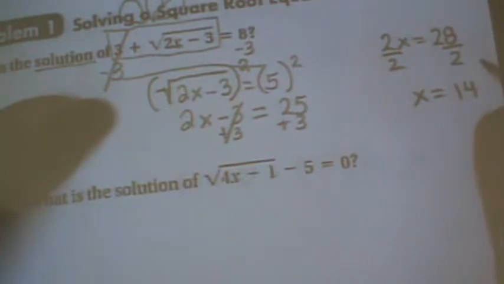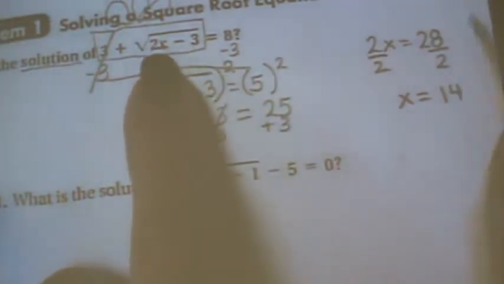Now, what were we trying to find? We were trying to find a number that if we multiplied it by 2, and then we subtracted that from 3, and then we took the square root of that and added 3 to that, we would get 8. Let's see, does it work? What is 2 times 14?